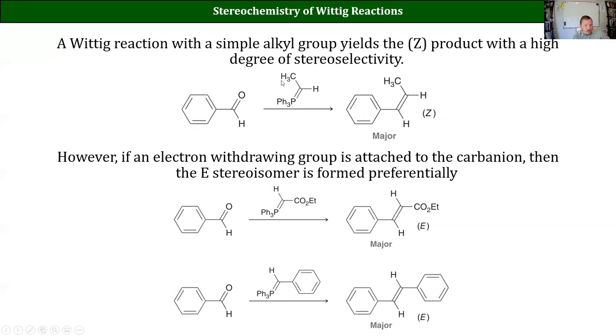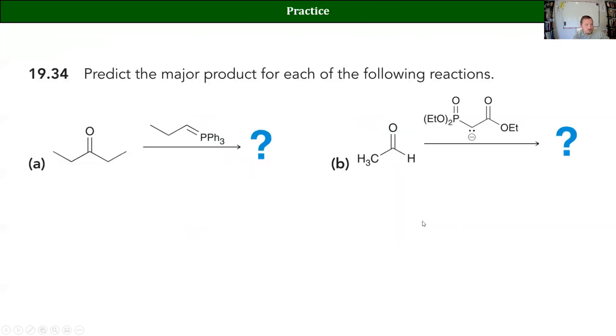If our Wittig reagent has an electron donating group, we get the Z. We get everything on the same side. If it's electron withdrawing, we get them pointed in opposite directions. So let's try this. In both cases, the Wittig reagent has been made already.